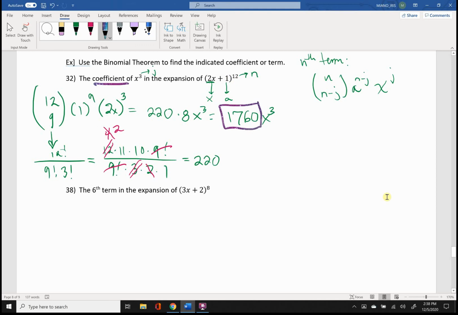Now in the next example, number 38, it's a little bit more tricky, and we have to consider how any binomial that's raised to an nth power has n plus 1 terms total, right? Because there's that 0th term that you need to consider. You still use this expression, but we need to do it in a little bit of a trickier way, and I'll show you what I mean by that.